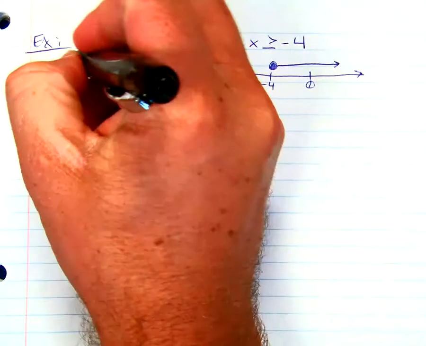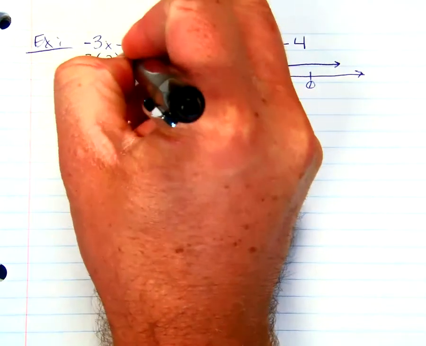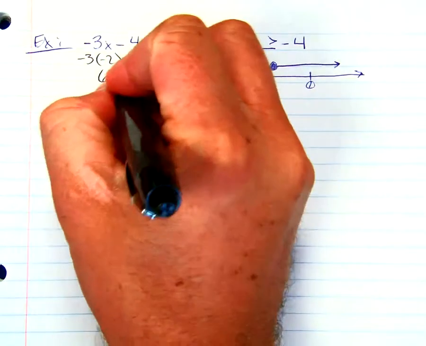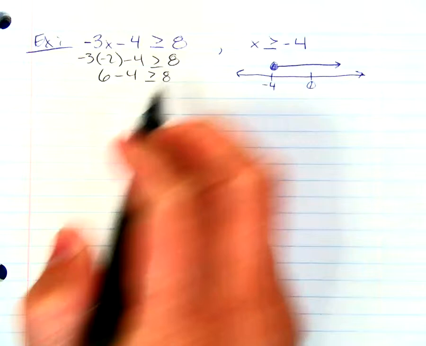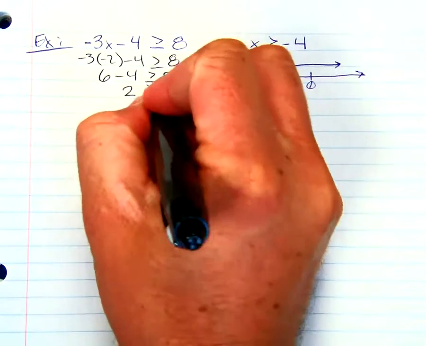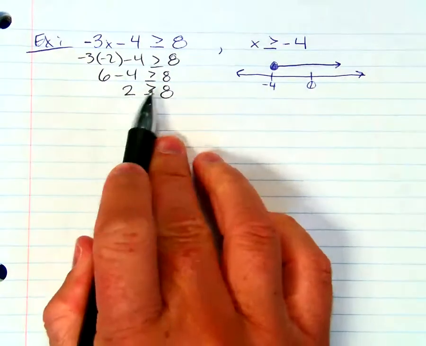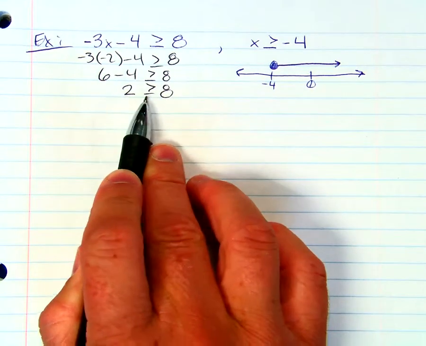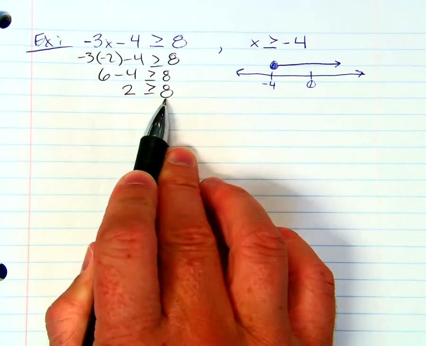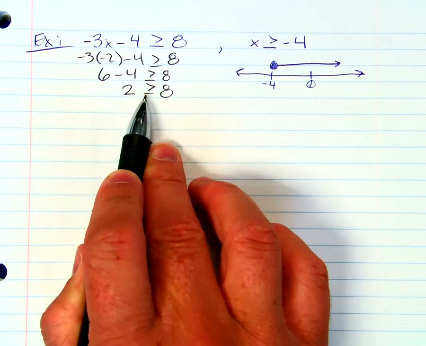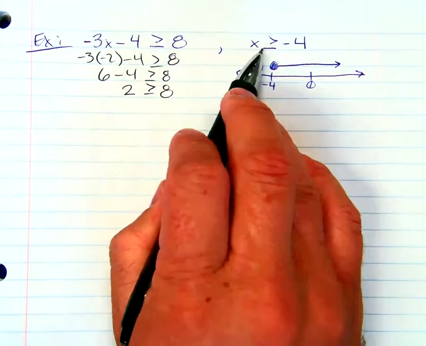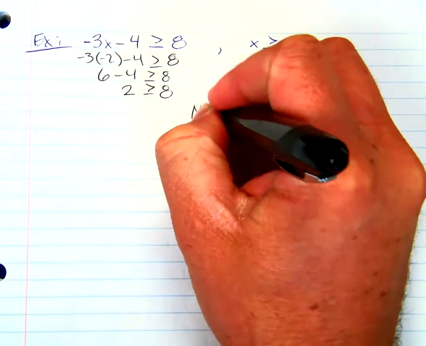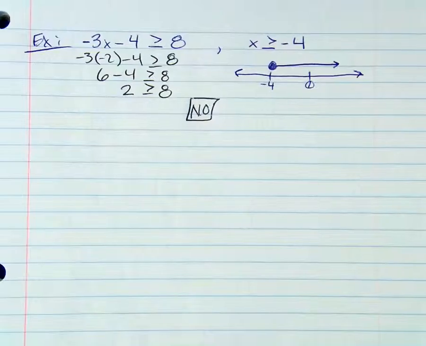If I plug in a negative 2, negative 3 times negative 2 is positive 6. 6 minus 4 is 2. Is 2 greater than 8? No. Is 2 equal to 8? No. 2 is not greater than or equal to 8, which means this is not the correct solution. So no, this is not the correct solution.